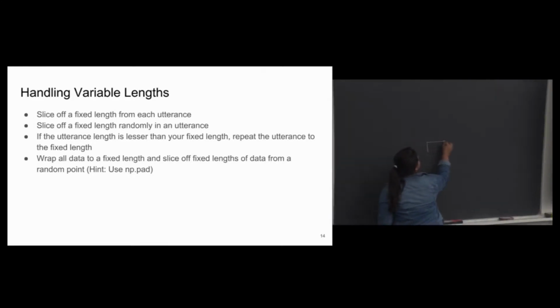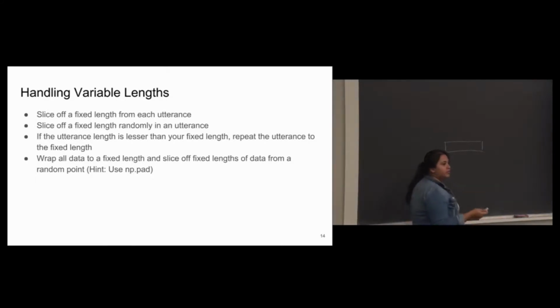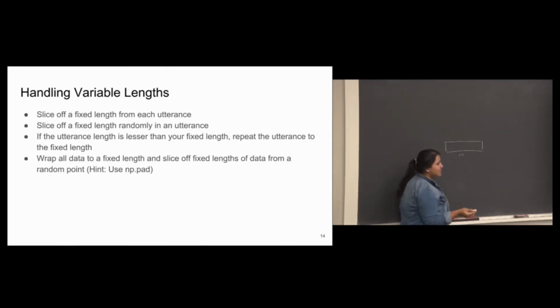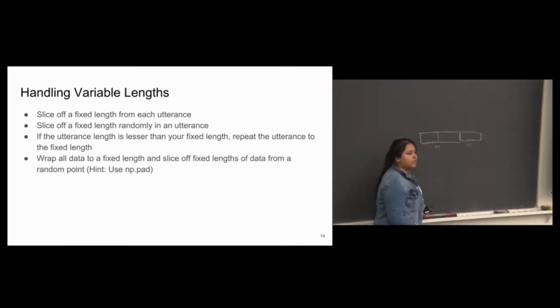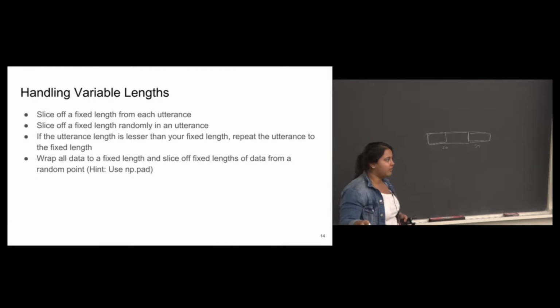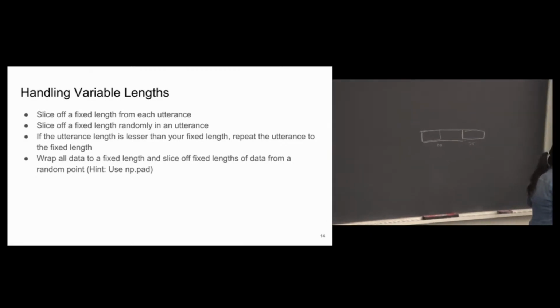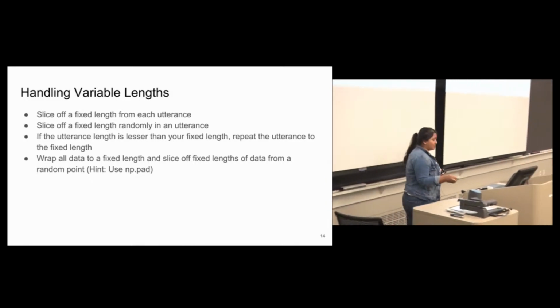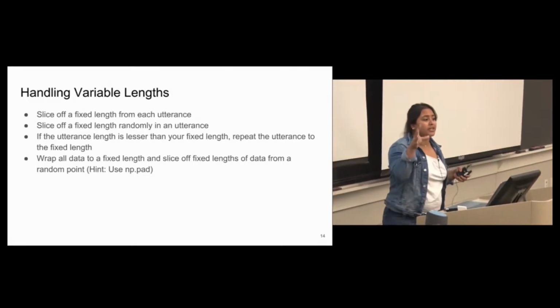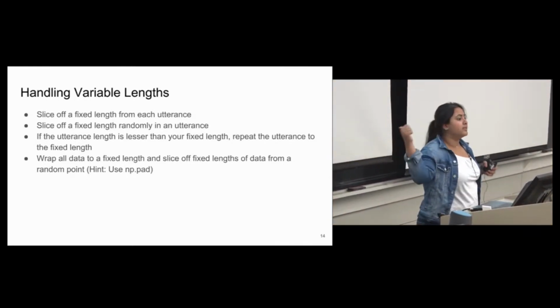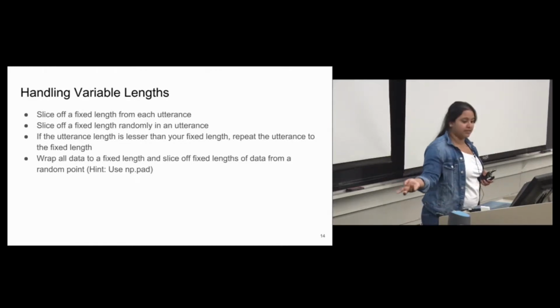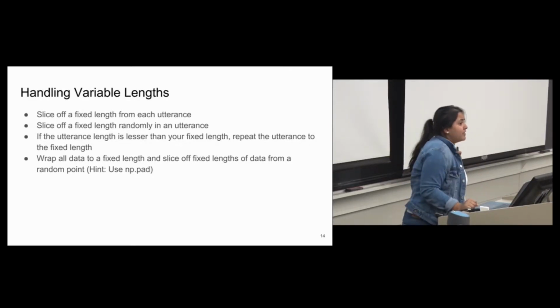So if this is your utterance, and it's of length 20, and you have decided to slice off a length of 25, what you do is, for the remaining 5, you repeat this 5 over here, right? So you continue wrapping your data. Why this works in this task but not in the other previous tasks is because this is an identification task. We are not verifying what phonemes the speaker is speaking. We just want to learn features of the speaker itself. So that's why this works for this speaker identification problem. And you can use the np.pad function, which will help you wrap your data easily.